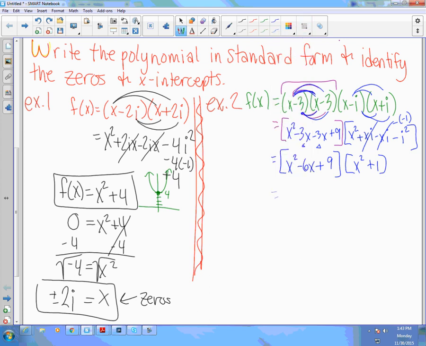Okay, if you multiply this out, you should have got x to the 4 plus x squared minus 6x cubed minus 6x plus 9x squared plus 9. And then what are our like terms? The x squareds. They're the only set that are like terms. So standard form has to be ordered. x to the 4th minus 6x cubed. Then the squares, there are 10 of them. Minus 6x plus 9.